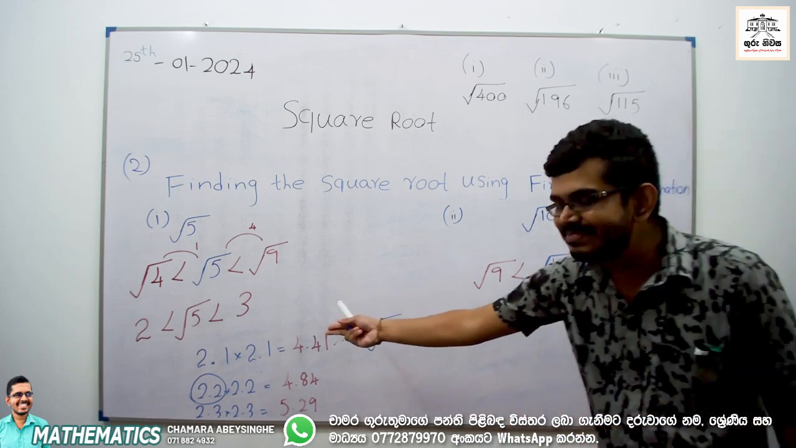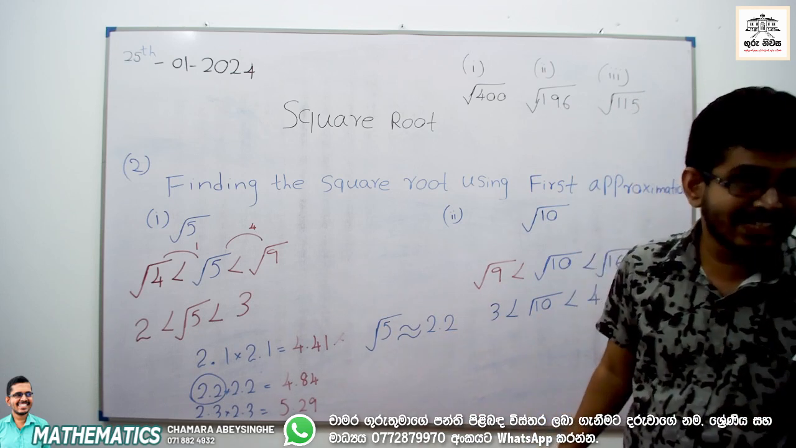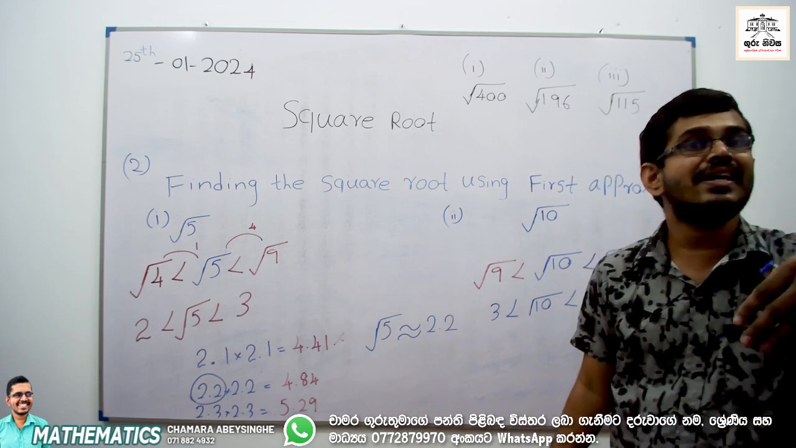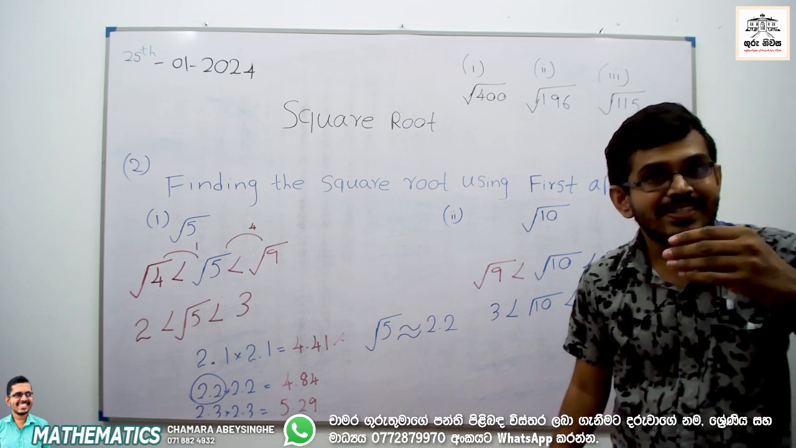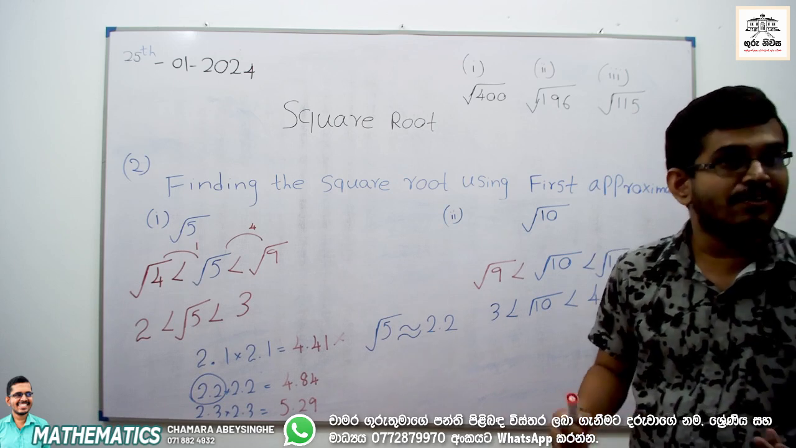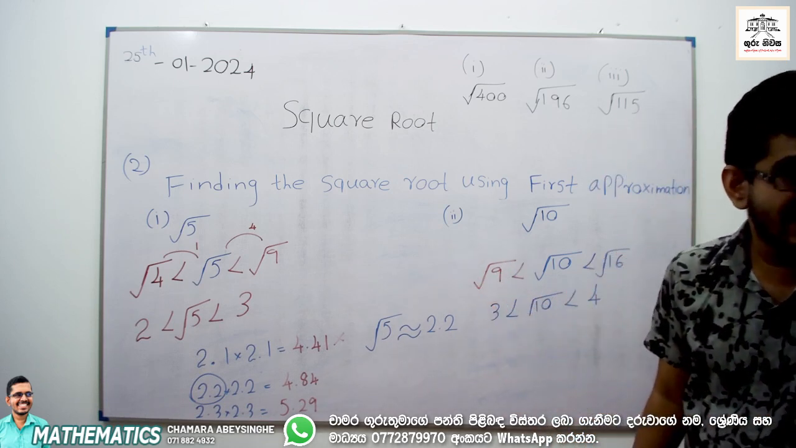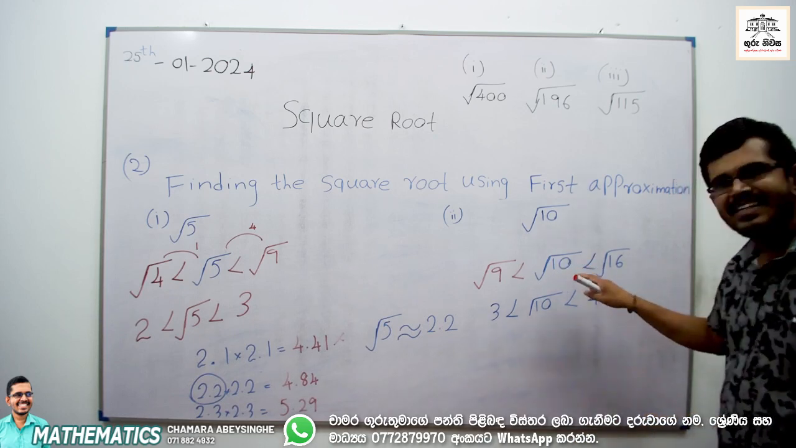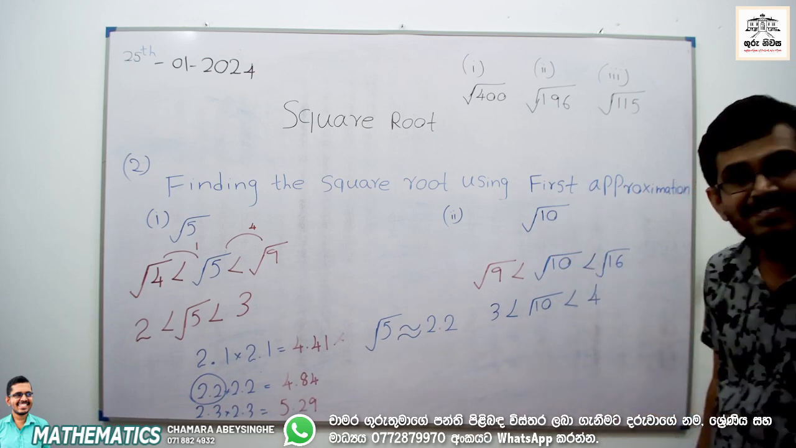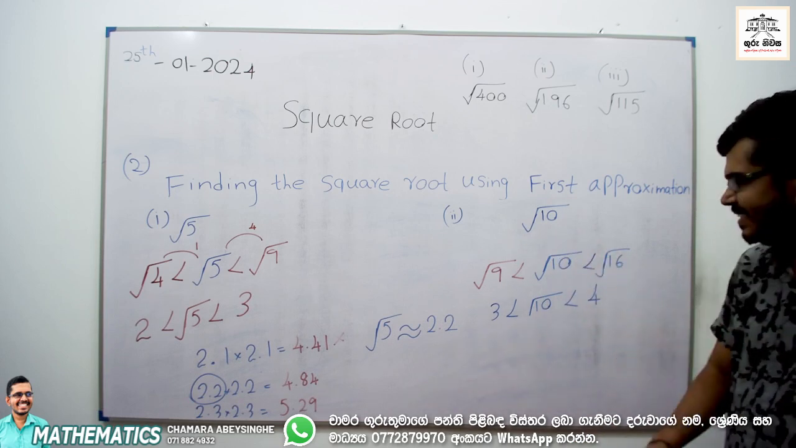But if we multiply like this, it takes more time: 3.1 multiply 3.1, 3.2 multiply 3.2, 3.3 multiply 3.3, 3.4 multiply 3.4, like that. So you should use the strategy. Again, check our first step. Let's see our first step.